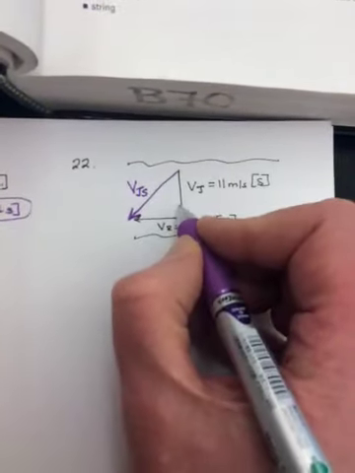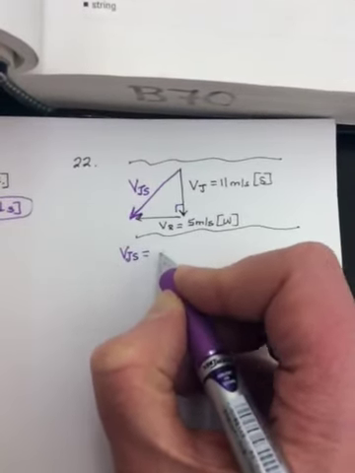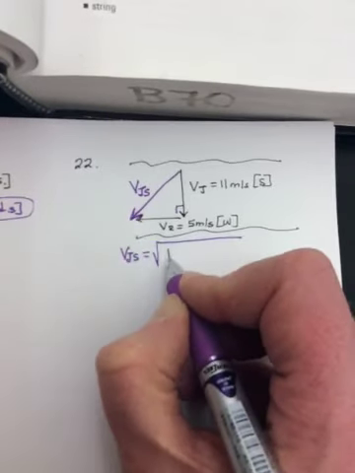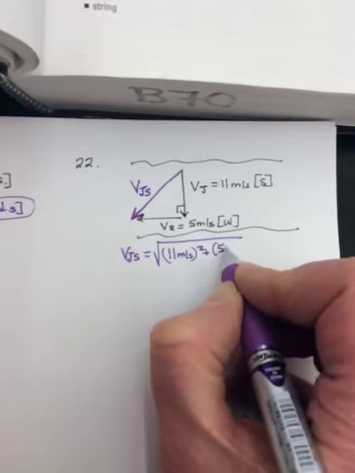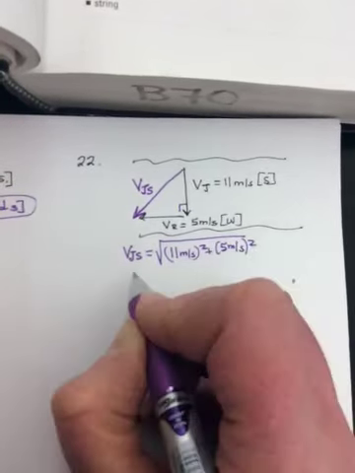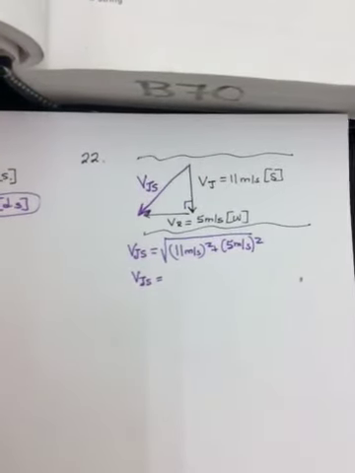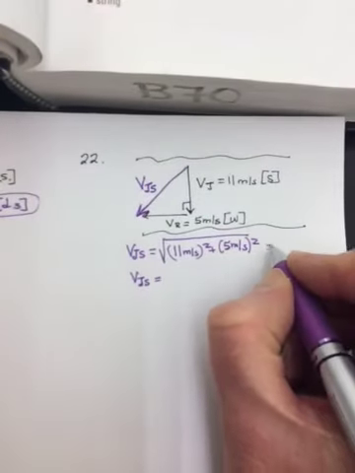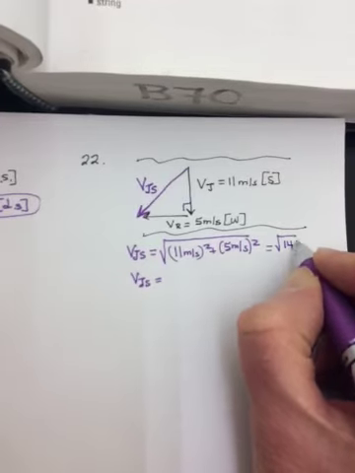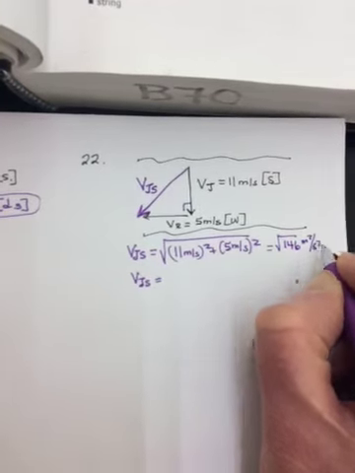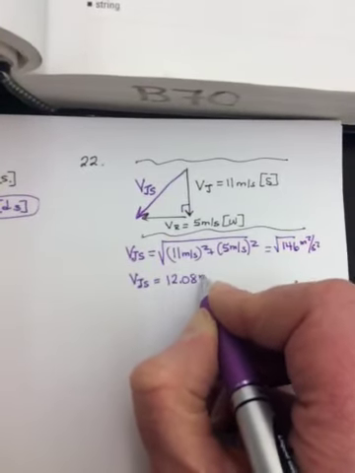Well, because they're right angle triangles, we can find what the jet ski is doing with respect to the shore. It's just going to be the Pythagorean theorem. So it's going to be 11 meters per second squared plus 5 meters per second squared, and then take the square root. I think this works out to be 25 plus 121, the square root of 146 meters squared per second squared. So this will be 12.08 meters per second.